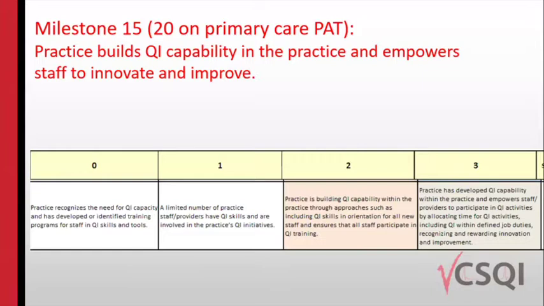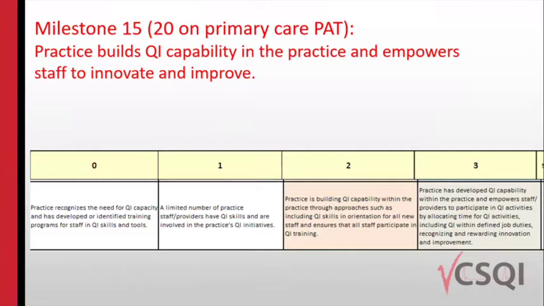And this ties right into milestone 15 or milestone 20 for primary care practices. Milestone 15 asks the extent to which the practice builds quality improvement capabilities in the practice and empowers staff to innovate and improve. So for this one, many practices also score themselves at a 0 or a 1 to start. A score of a 1 would indicate that a limited number of practice staff or physicians have the QI skills and are involved in quality improvement initiatives.